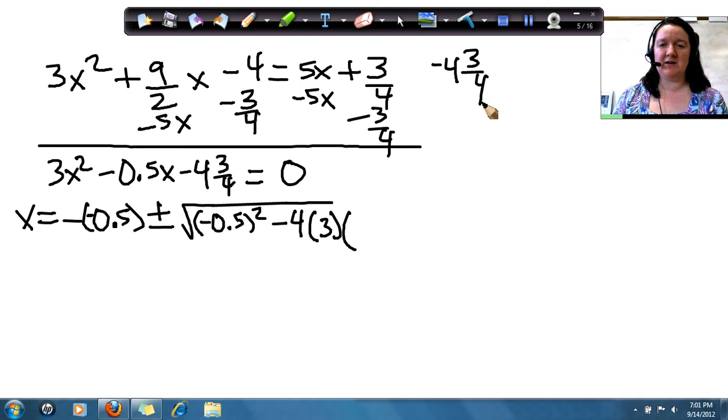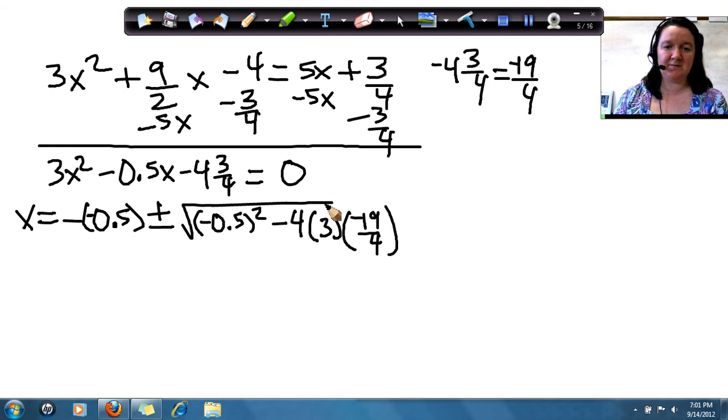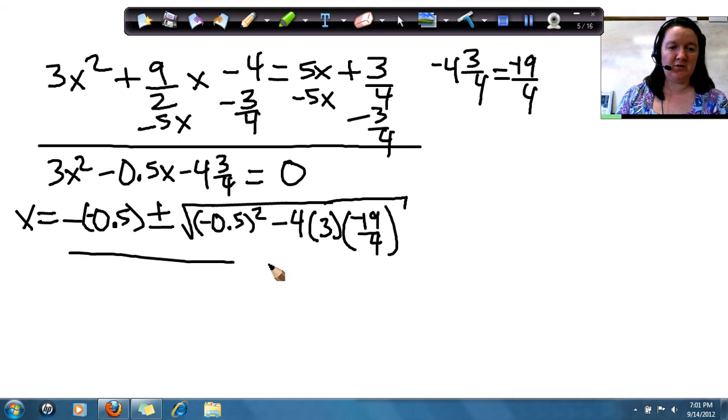Remember, you ignore the negative first and go around the world. So you take 4 times 4, which is 16. 16 plus 3 is 19 over 4. And then we make it negative. So we're going to put a negative 19 over 4 inside of there. And this is all over 2 times a.